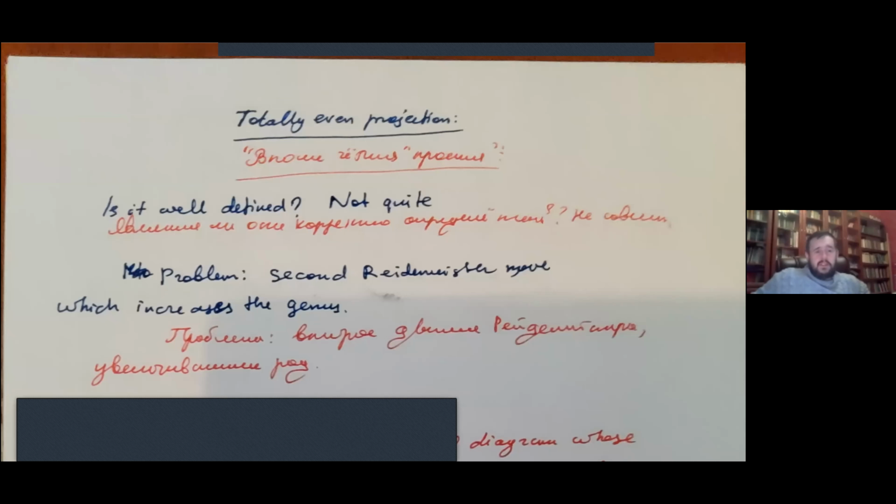Мы можем рассмотреть то, что называется totally even projection. So having something on a surface of some genus, we can remove all odd crossings. Имея что-то на поверхности какого-то рода, мы можем удалить все нечетные перекрестки. Actually, we can go further, and when we go further, we can remove all homotopically non-trivial crossings.